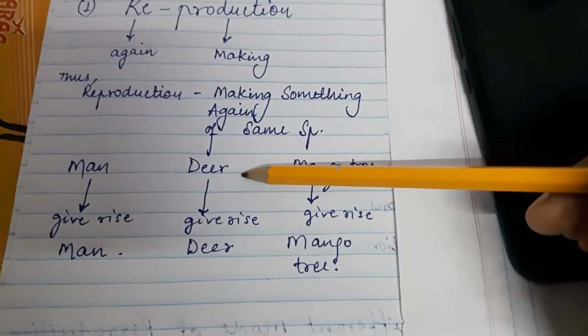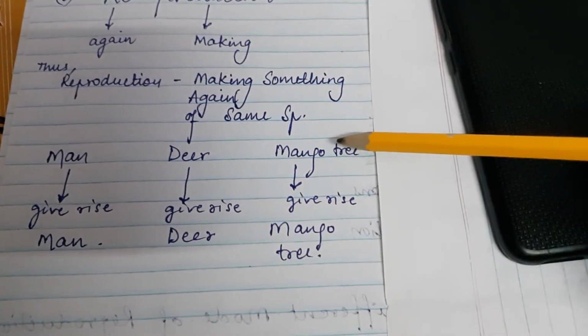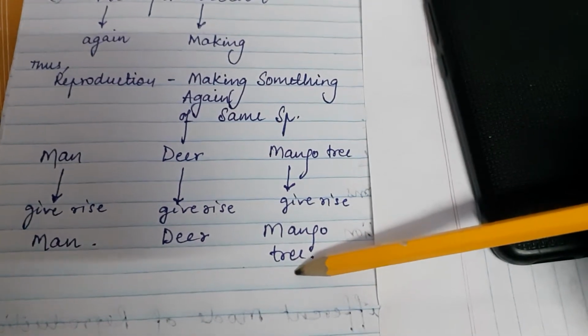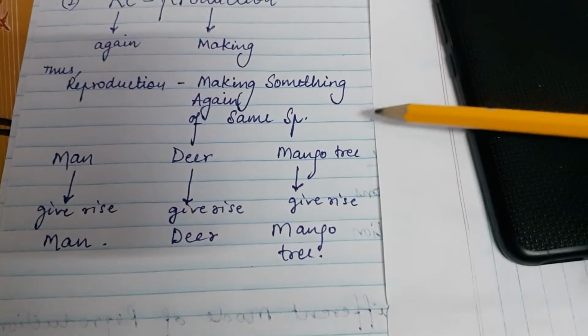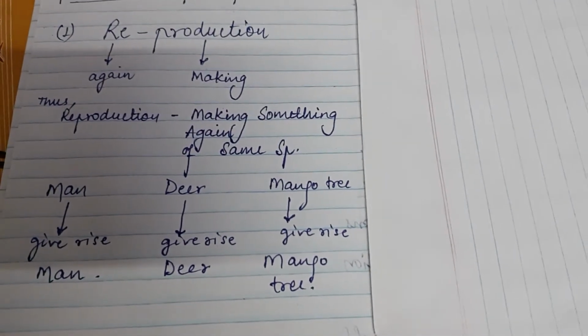A deer will give rise to a deer only. A mango tree will give rise to a mango tree only. Like this, you can also give examples. So let's move on to the other page.